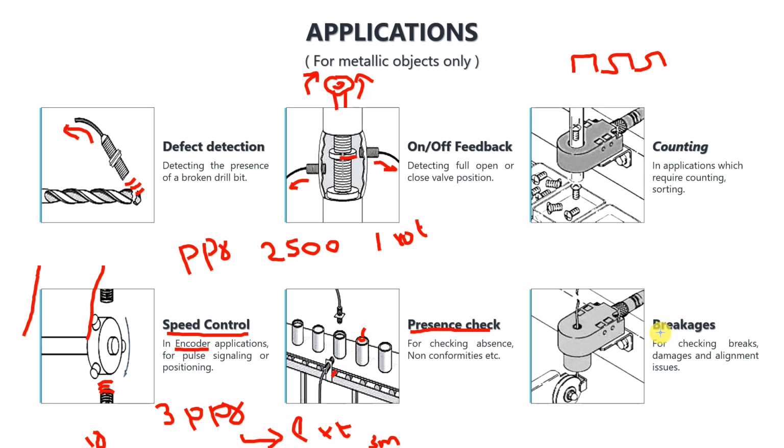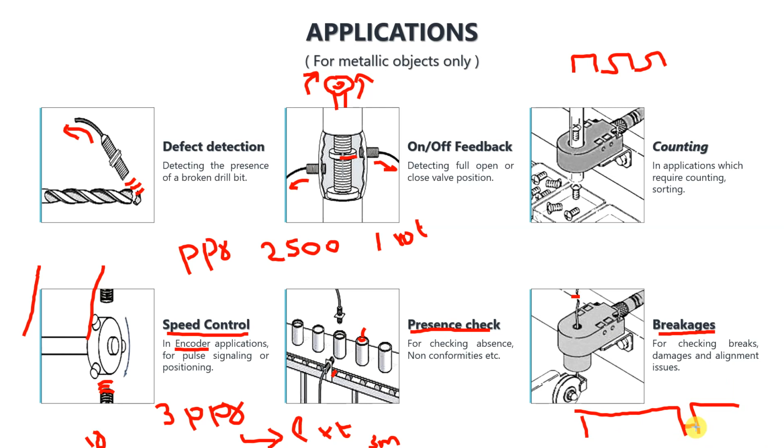Also, it can be used for detecting breakages. So much like in the case of counting, you can pass a metal wire through the inductive proximity sensor face. And if there is a breakage, the pulse signal that is generated will be broken. And this can be detected, showing that indeed there is no wire in front of the sensor.